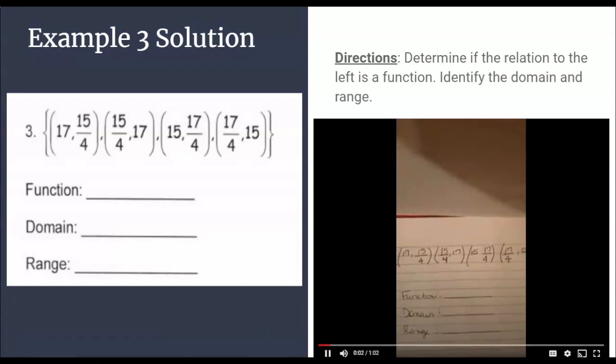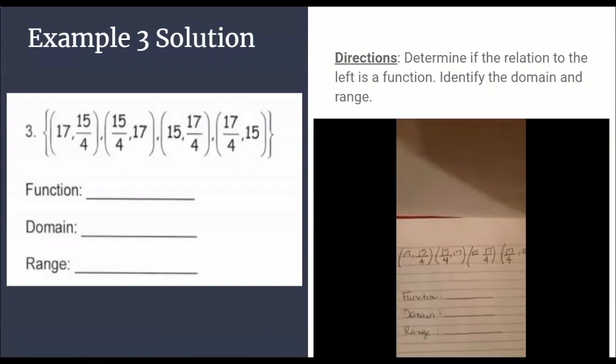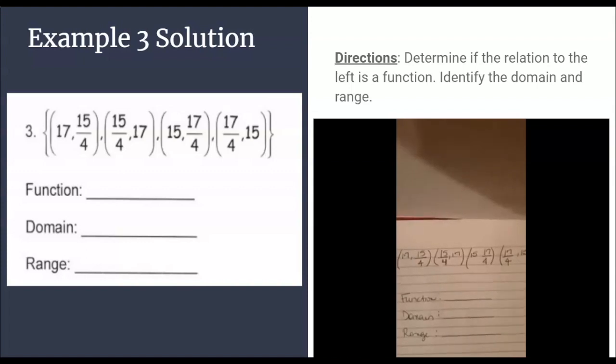To complete example number 3, just to clarify, if you do not put your domain and range in order from least to greatest, that does not matter. Your answer will still be correct. So with that being said, we're going to do that step with example number 3.